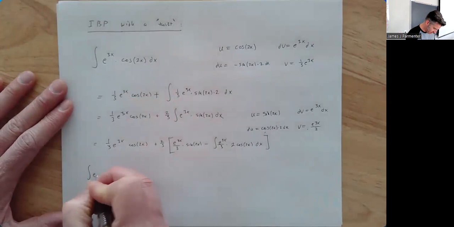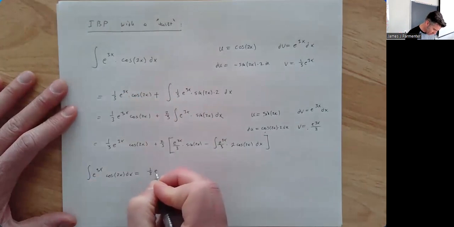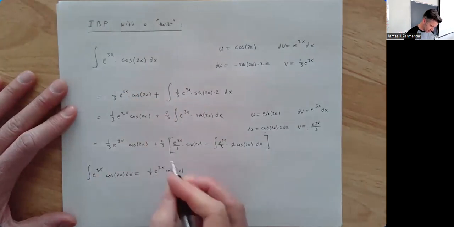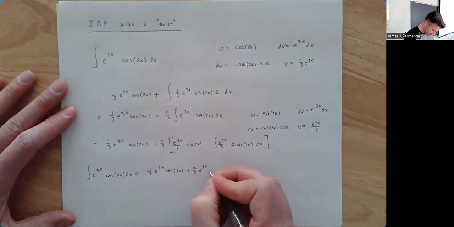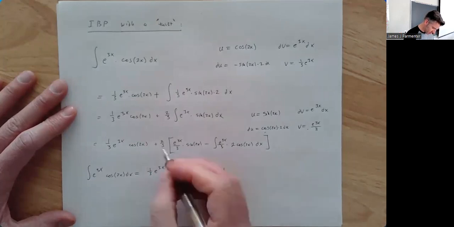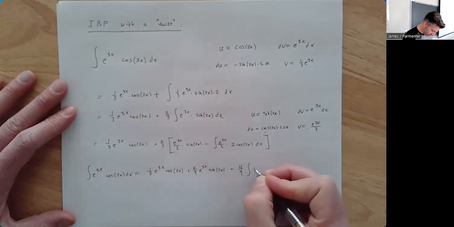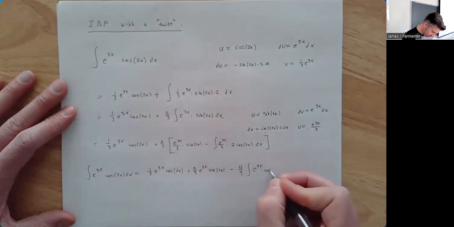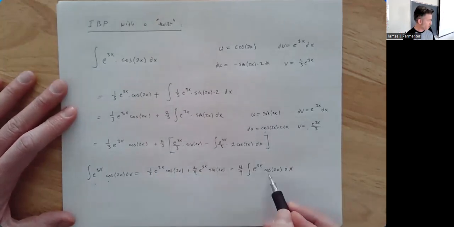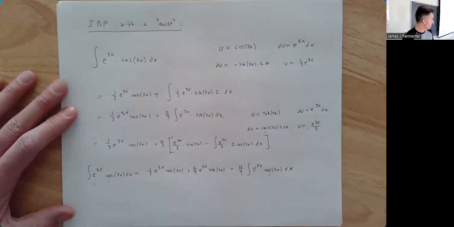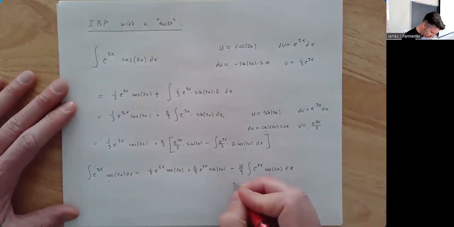So this integral of e to the 3x cosine of 2x dx is equal to 1/3 e to the 3x times cosine of 2x. I'm going to distribute the 2/3 and say 2/3 times 1/3 is 2/9, e to the 3x times sine of 2x. And then I'm going to multiply the 2/3 here and factor out the other 2/3 to get a minus 4/9 integral of e to the 3x cosine of 2x. And you might notice that I have it equal to something with the integral of e to the 3x times cosine of 2x. So here's the twist. We're going to add this to both sides.